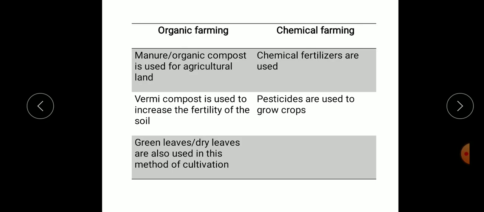Next is chemical farming. Chemical farming, also known as industrial agriculture, refers to the farming system which includes the use of synthetic chemicals, fertilizers, pesticides, herbicides, etc. Listen, students, here chemical fertilizers are used, and pesticides are used to grow crops.